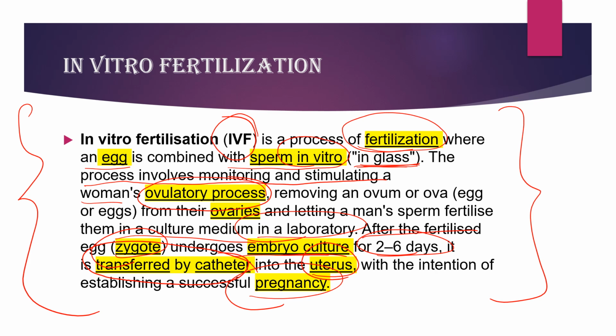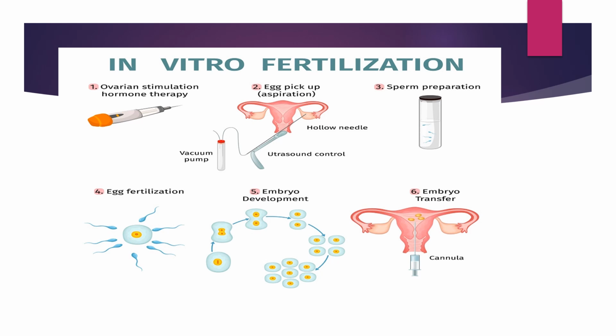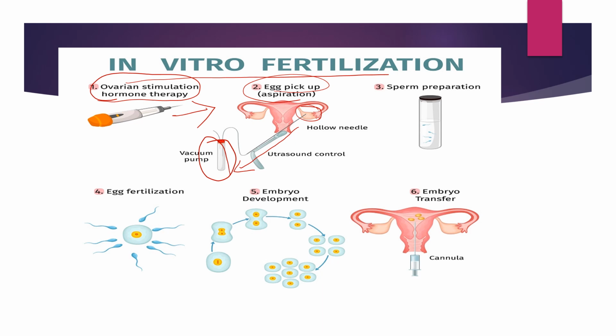So this is in vitro fertilization. What is happening here? First of all, as I told you, ovarian stimulation, that is hormonal therapy, is done. The ovary is stimulated by several hormonal injections. The egg pickup is done from the ovary after ovulation. This is a vacuum pump, and through it the ovum is sucked out by the suction method. This is a hollow needle which is taking out the ovum, under ultrasound control.